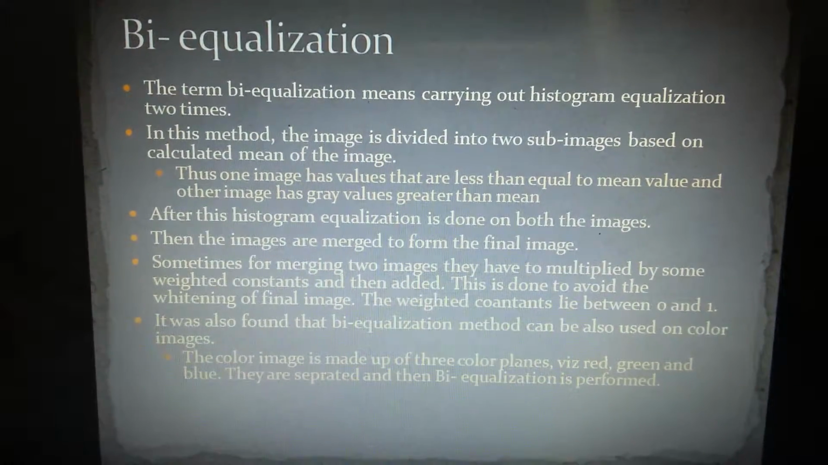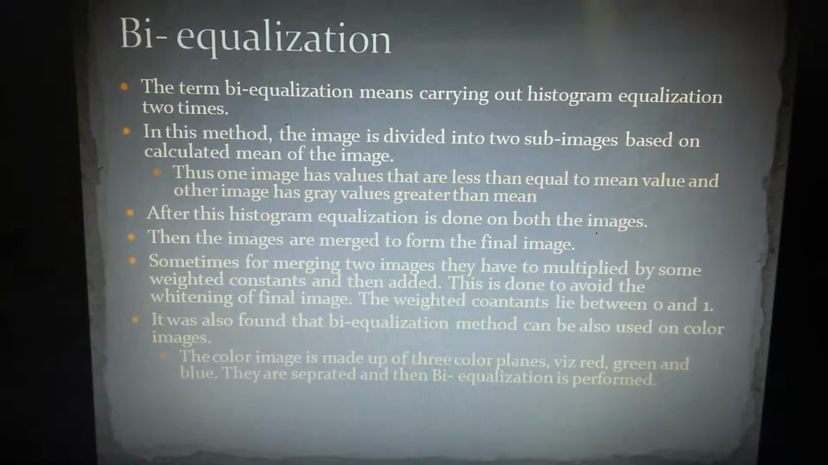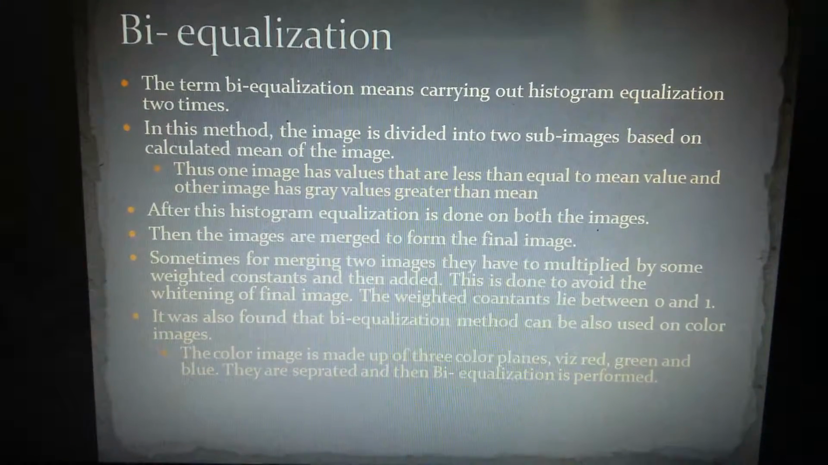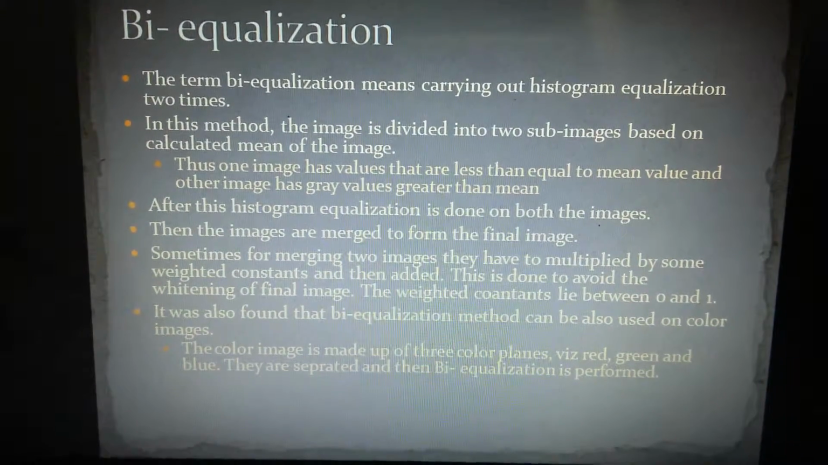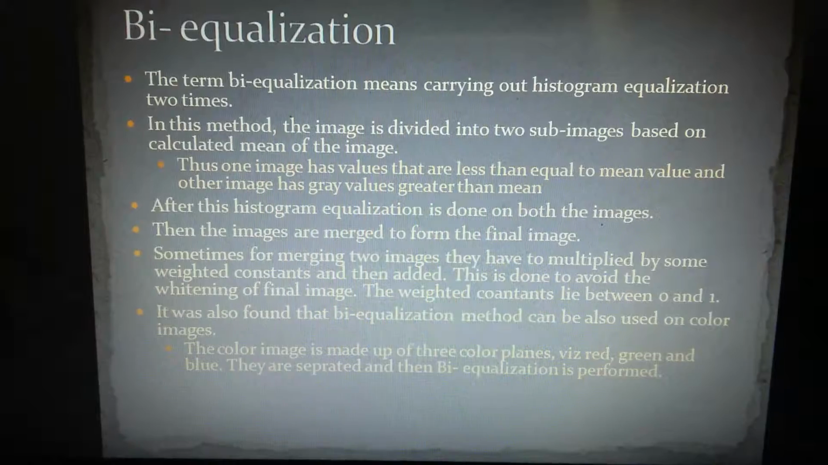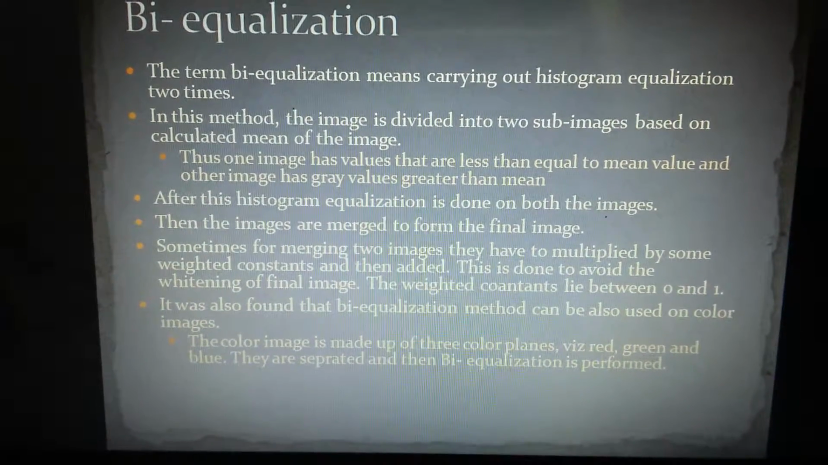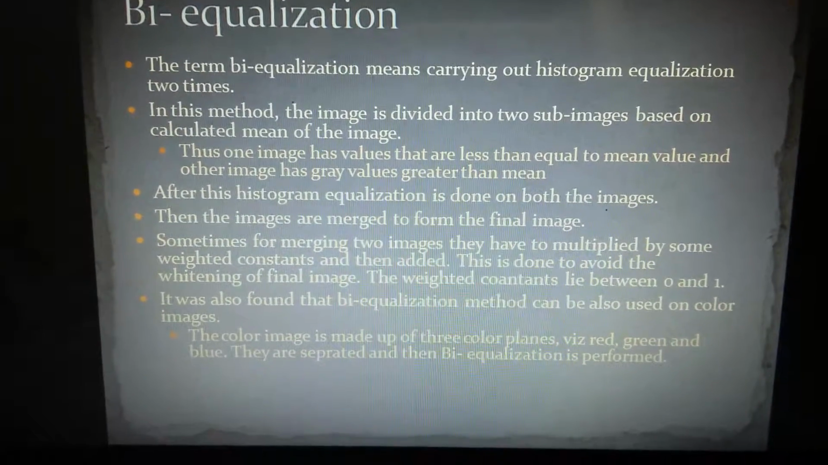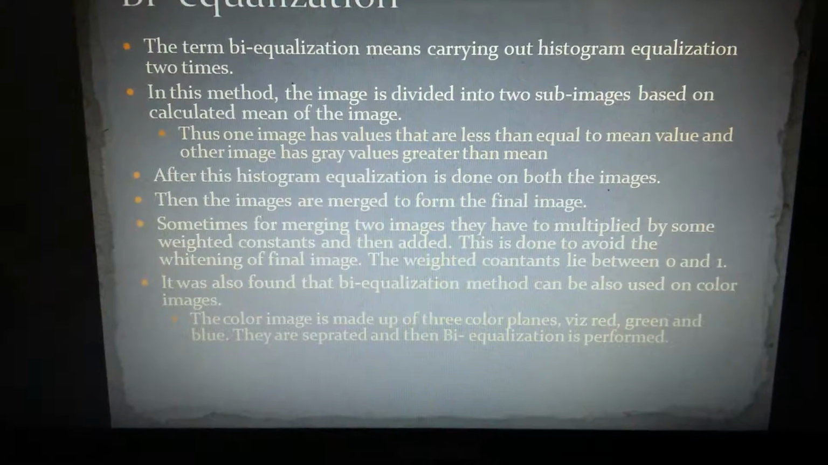Then histogram equalization is performed on the two images, and they are finally merged to form the final equalized image. While merging the two images, care should be taken that when added, they don't just whiten the image. Hence, they are multiplied by some weighted constants. These weighted constants should be taken in the range between 0 and 1.